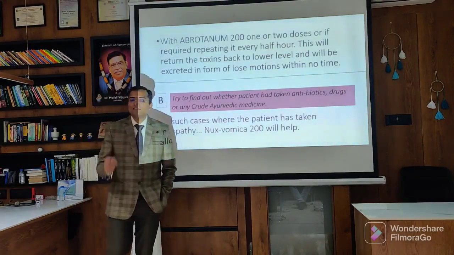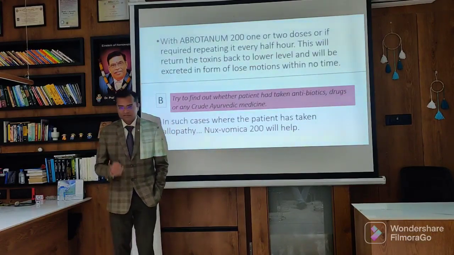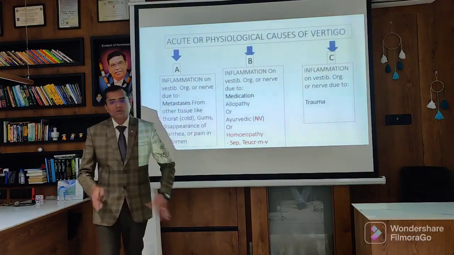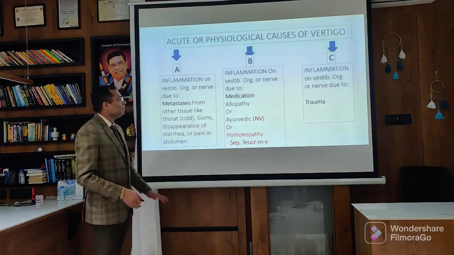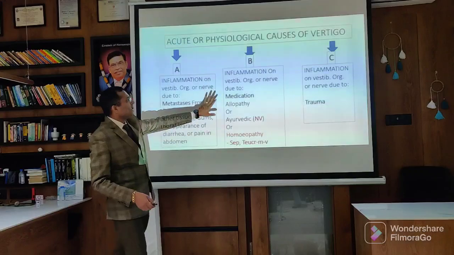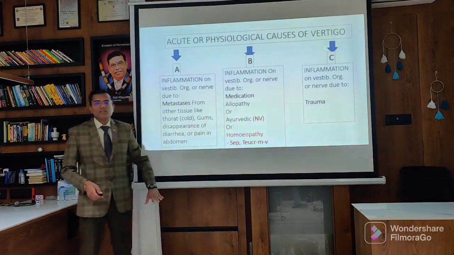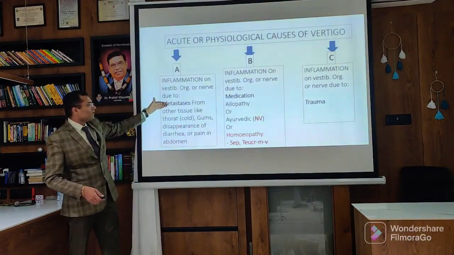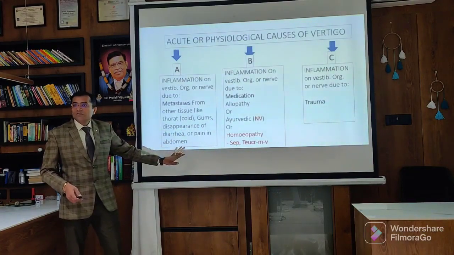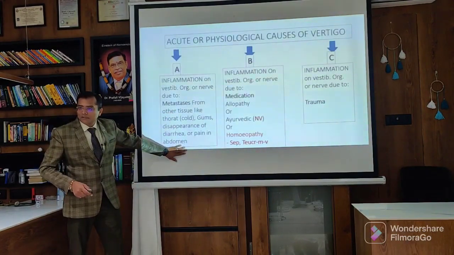So when you get vertigo cases, don't prescribe GCS, just prescribe according to the cause. Now we will find out certain different causes of this. When there is an acute or physiological cause of vertigo, we have three components. First is inflammation of the vestibular system due to a metastasis from other tissue like throat, cold, gums, diarrhea or pain somewhere else. So when from this layer it goes into vertigo, we will prescribe ebrodinum here.